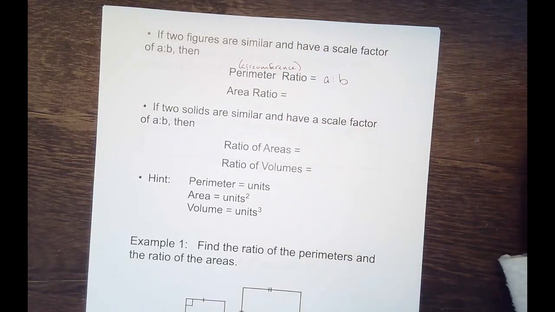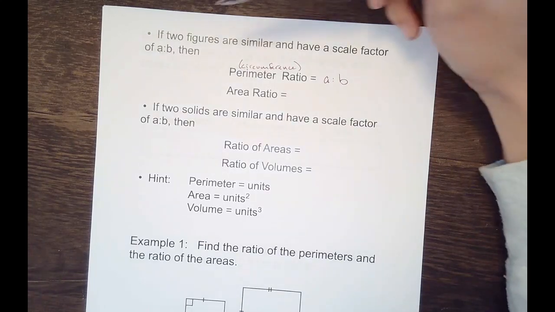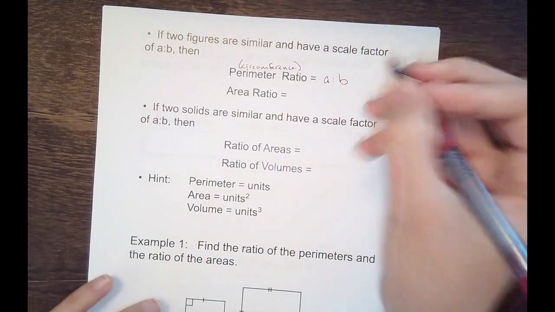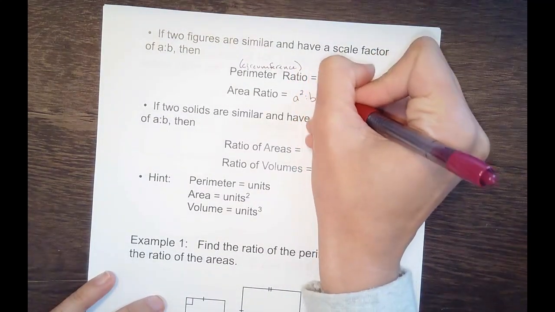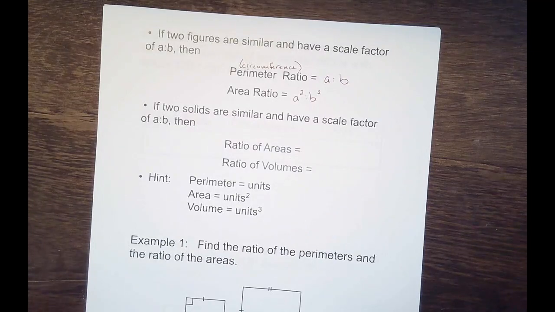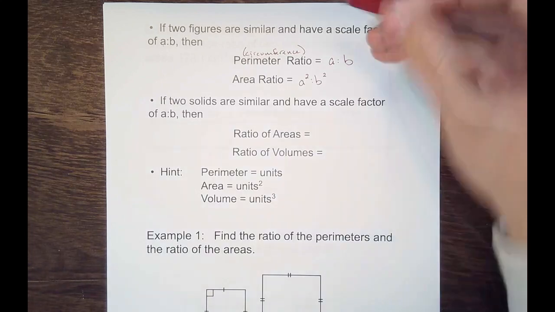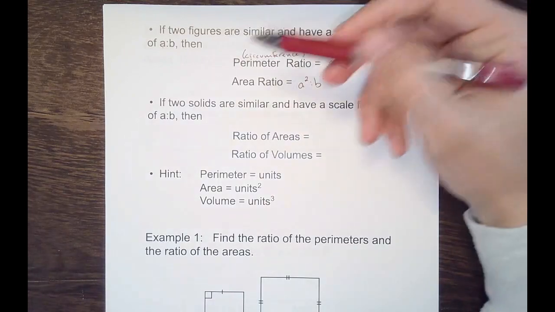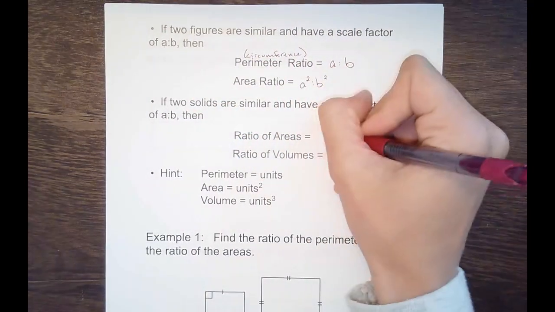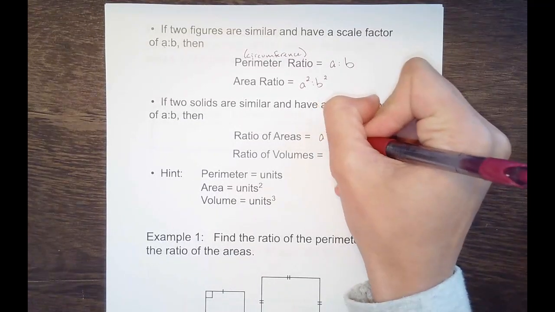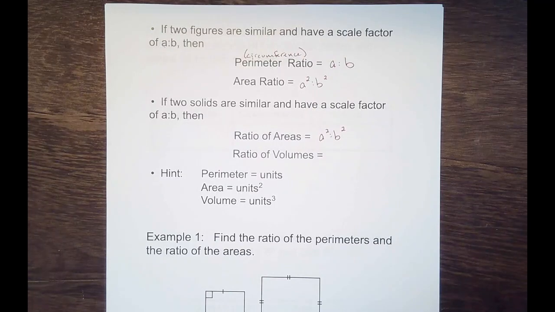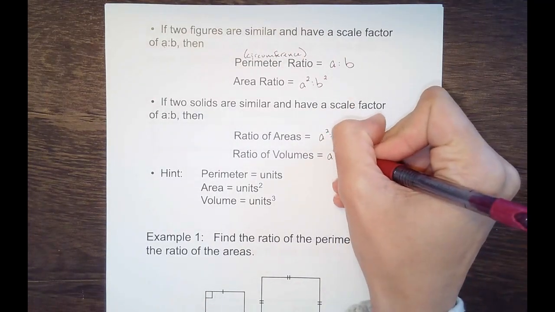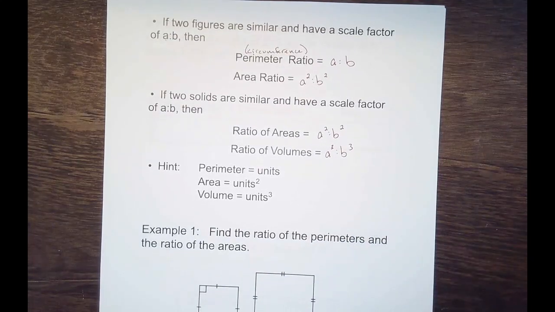Okay, so just like we did when we talked about our figures, if we're looking at solids, and the two solids have a scale factor of a to b, then their areas will also be a squared to b squared. And then the ratio of their volumes is going to be a cubed to b cubed. The easiest way to remember that is whenever we talk about perimeter, we always just talk about normal units, so our units stay the same. For area, we always do units squared, so we're always going to take our scale factor and square it to get our areas. Volume is always units cubed, so whenever we're doing something with volume, we'll take our regular scale factor and we will cube it.